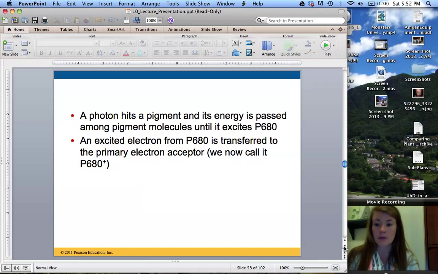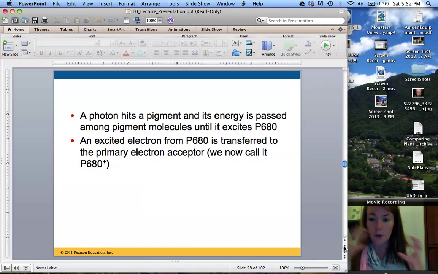So what happens is a photon hits a pigment, in this case usually chlorophyll A, and it gets excited. So the electrons get excited, and when the electrons fall back down to their ground energy state, the pigment next to it gets excited. So it basically bounces around. The energy bounces from pigment molecule to pigment molecule all around the photosystem. Remember, we're at photosystem 2. That's where we start off. And then finally, it gets to P680, which is a special pair of chlorophyll A molecules.